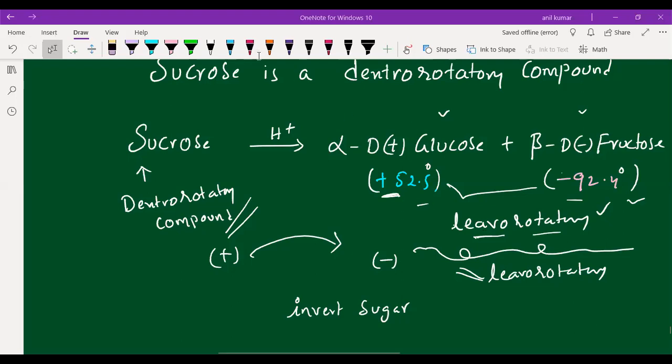Understood, students? Please message in the chat box up to this. Have you understood or not? If you want an explanation, I will do it once again. Please message in the chat box, students, so that I will come to know. Have you understood what is meant by invert sugar? Because two to three times the connection has been interrupted. What is invert sugar? Have you understood or not?